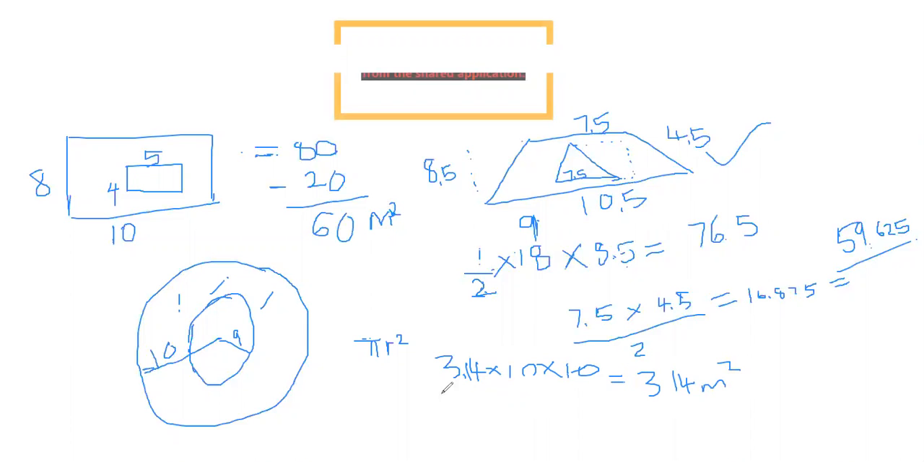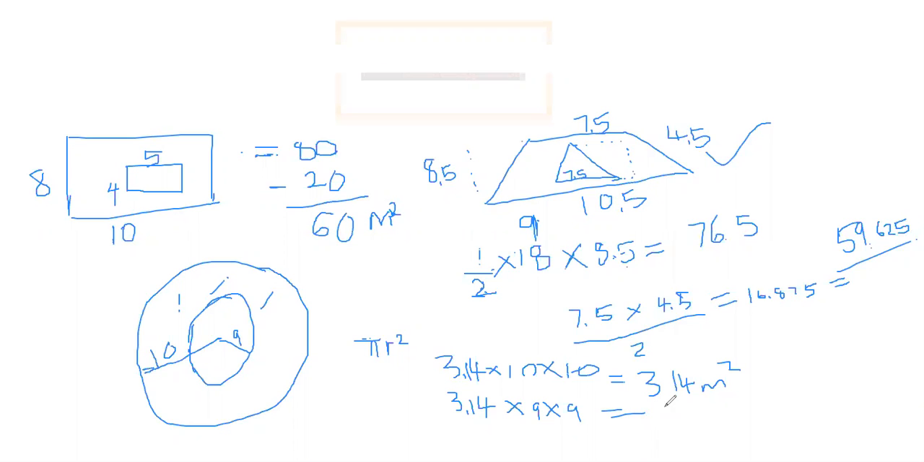The second one is 3.14 multiplied by 9 times 9. 9 times 9, the answer is 81. So we say 3.14 multiplied by 81. Let's see what I'm going to get here. 3.14 multiplied by 81. I'm going to get 254.34.